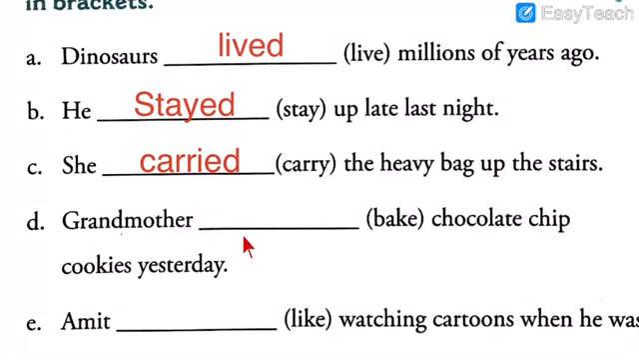And the last one for today is grandmother baked chocolate chip cookies yesterday. So here the action word is bake. Now bake ends with E. Whenever the verb is ending with E, what do we have to do? We have to just add D. So bake will become baked. So the spelling will be B-A-K-E-D, baked. So I hope you enjoyed understanding how to change simple base form into simple past form.